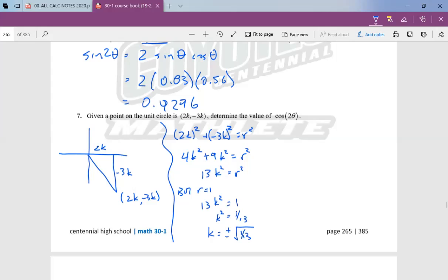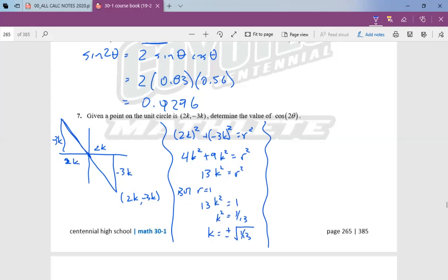We don't know if it's positive or it's negative, because technically it could be over here too, right? This could be 2k, and this could be negative 3k. If k is a negative amount, that could be the case.